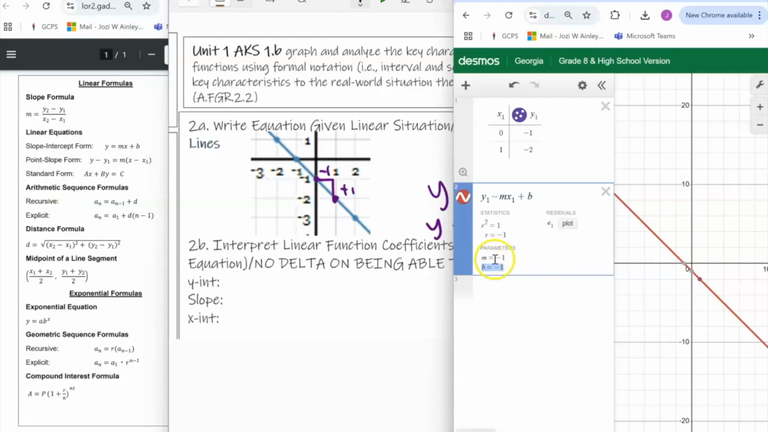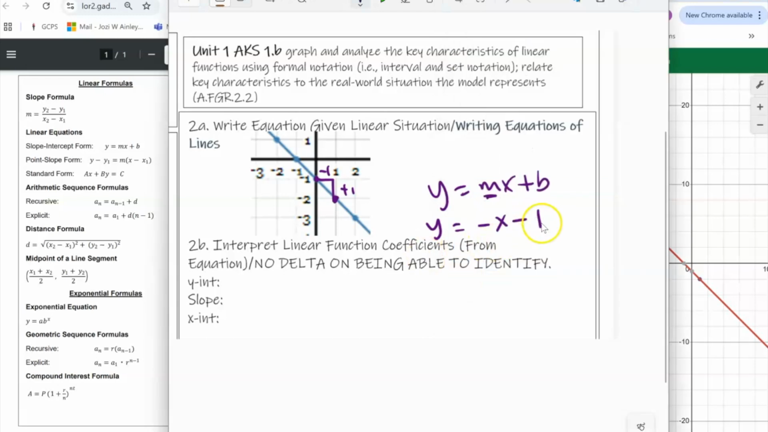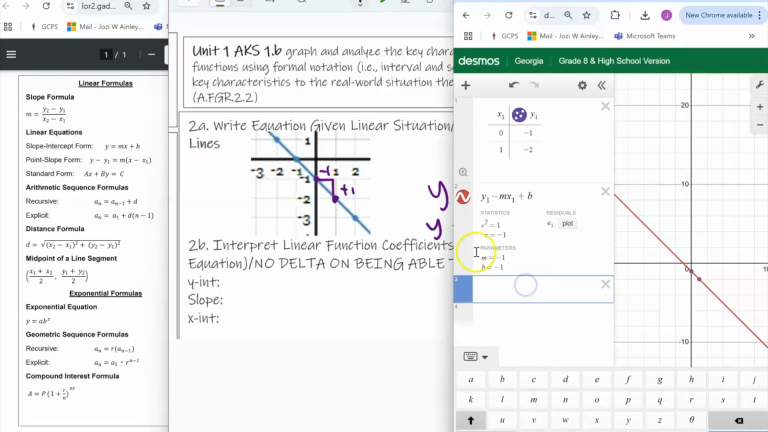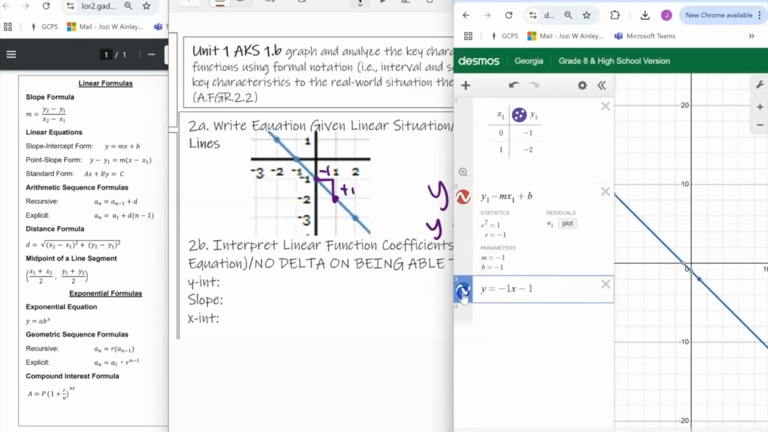It's giving me my y-intercept, which is negative 1, and my slope, which is negative 1 as well. So I'm going to type this answer in. So y equals mx plus b is my original equation, where m is negative 1, according to what it says right here, and b is also negative 1. And you can see immediately what happens. Green overlaps blue, and therefore I know that I am correct.